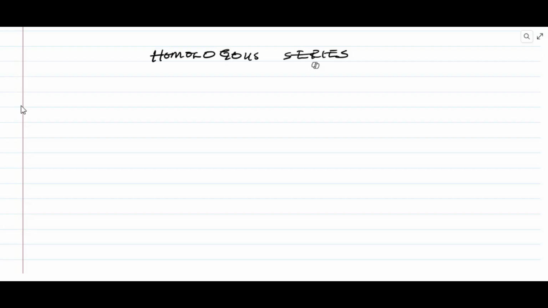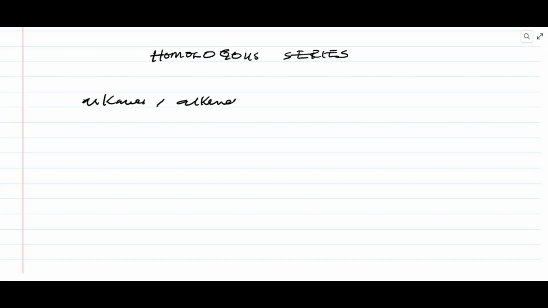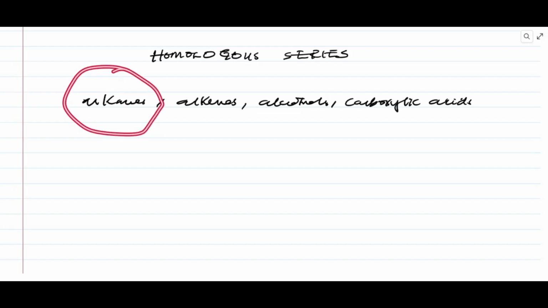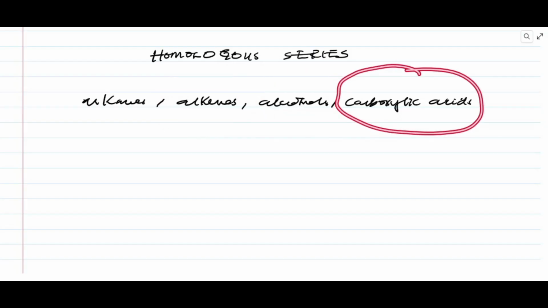Welcome back. In this section, we will look at homologous series. Remember, we have been talking about four families of organic compounds: the alkanes, the alkenes, the alcohols, and then the carboxylic acids. Each family is a homologous series. Very simple. There is a homologous series, and another homologous series, and another.